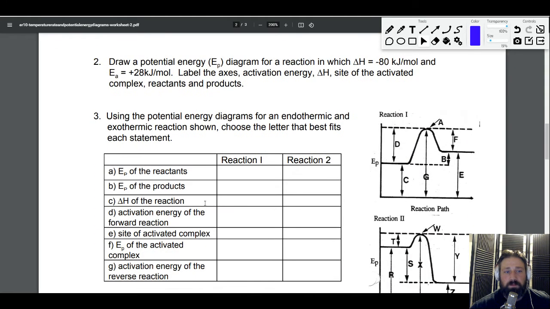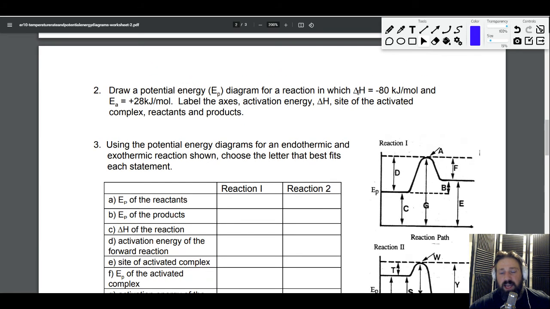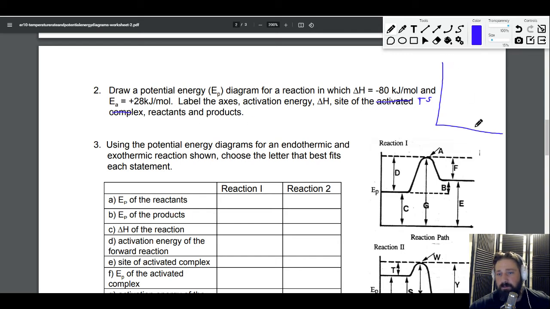All right. Draw a potential energy diagram for the reaction that has negative 80 kilojoules per mole and a 28 kilojoule per mole activation energy. Label axes, activation energy, delta H, site of the activated complex. Again, we're going to just cross this out and put TS, transition states, reactants and products. All right, I think I can do this right here.